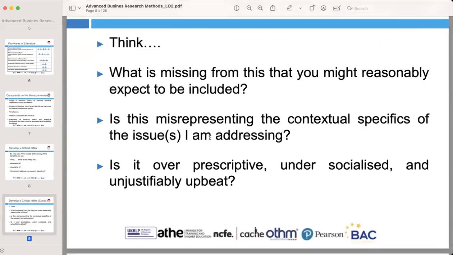And in this misrepresentation, the contextual specifics of issues I am addressing, misrepresentation of information can distort our understanding and critical thinking. It is essential to be aware of the contextual specifics and verify the accuracy of the data or claims being presented. We must pay attention to the sources of information, their credibility, and any potential biases they may have.